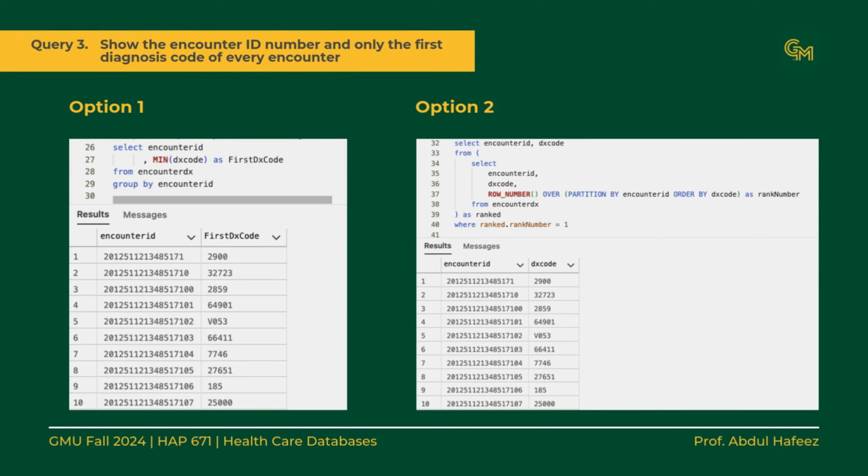In query 3, we show the encounter ID and only the first diagnosis code of every encounter. So we select the encounter ID and MIN(DX code) as first diagnosis code from table encounter DX, grouped by encounter ID. Note that in this database, encounter ID is also the patient ID. In this slide, I also showed another option. Of course, there are always different ways to query.